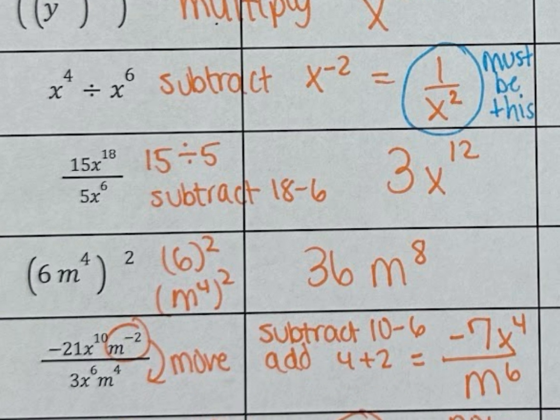Next question, we are simplifying the coefficients. That gives me a negative 7 in the numerator. We're subtracting the x's, so I get x to the 4th in the numerator. I'm moving this guy down, so he's m to the positive 2 when he moves down, and now they're being multiplied, so we add, and we get m to the 6th in the denominator.